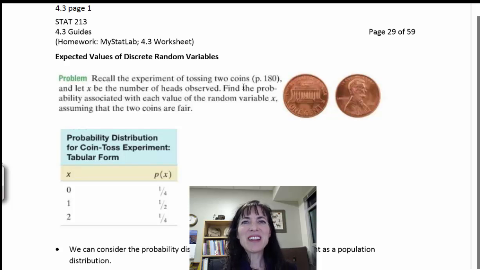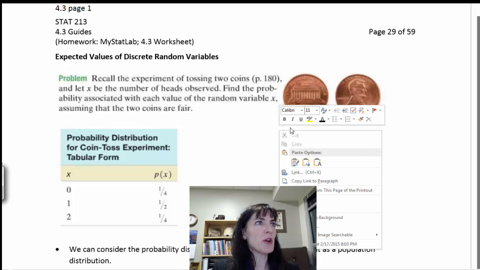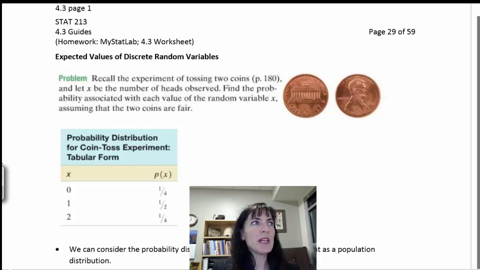Hello there. Let's talk about 4.3, which is the expected value of discrete random variables. To start with, let's recall when we talked about the coin toss experiment and we were looking at x, the number of heads observed. So if we're thinking about the number of heads that we see, but we are tossing two coins.